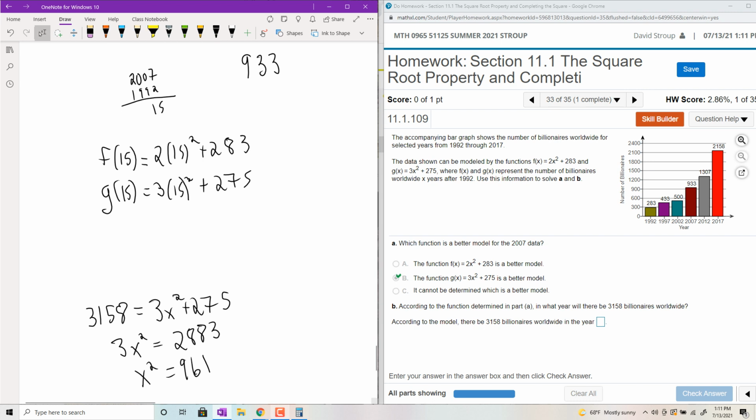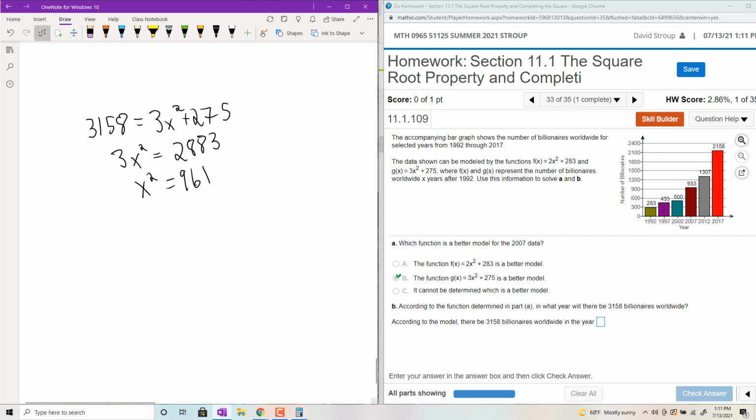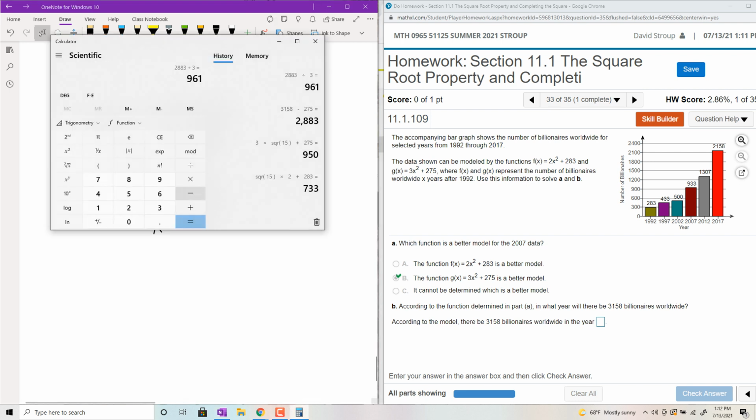Take the square root property, plus or minus the square root of 961. Of course, we just want the positive version. Oh, they gave me a nice little answer, 31. So 1992 plus 31 is 2023.